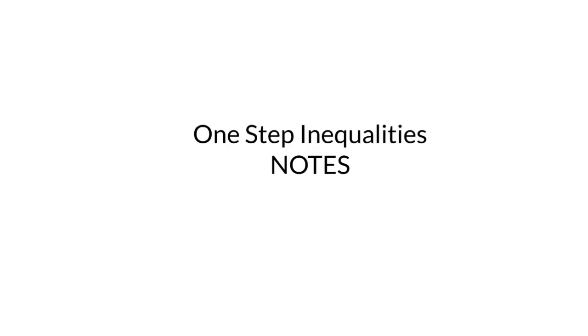For this set of notes, we're going to look at solving one-step inequalities. Now remember, an inequality means that our answer can be more than one number. So for example, if I give you the inequality x is greater than -9, that means that x's value can be any number bigger than -9. So it could be -8, it could be 0, it could be 5, so on and so forth, as long as the value of x is bigger than -9.